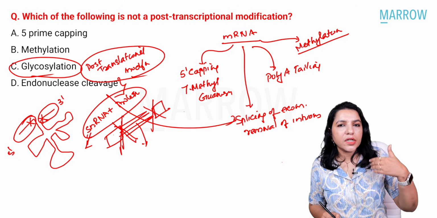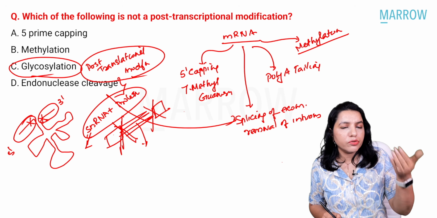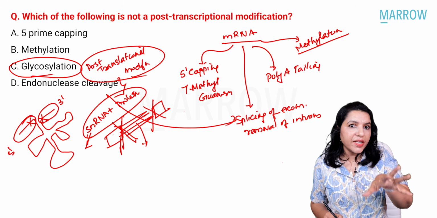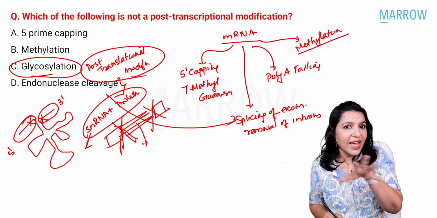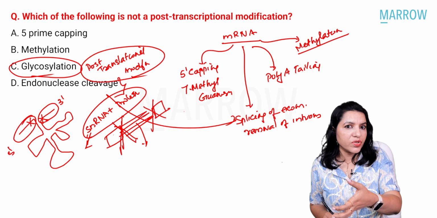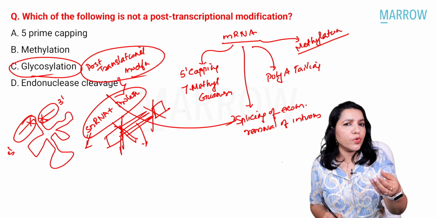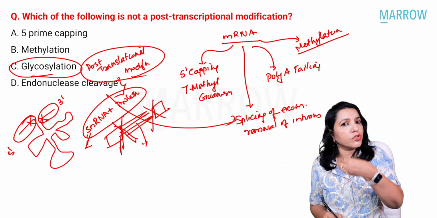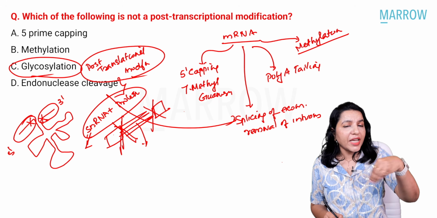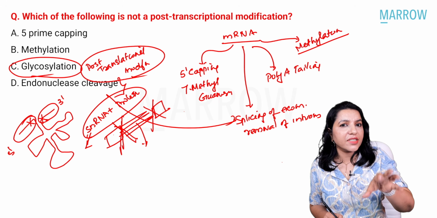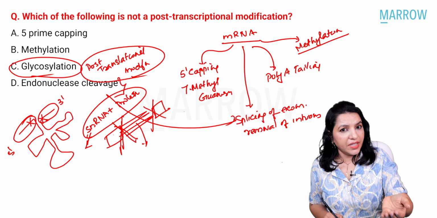If the question is instead of endonuclease, if it is a protease, then it is a post-translational modification. If it is a protease cleavage, protease cleavage is something which happens post-translationally, that is to the protein. That is why protease. But endonuclease means definitely it is something that happens to the DNA or the RNA.